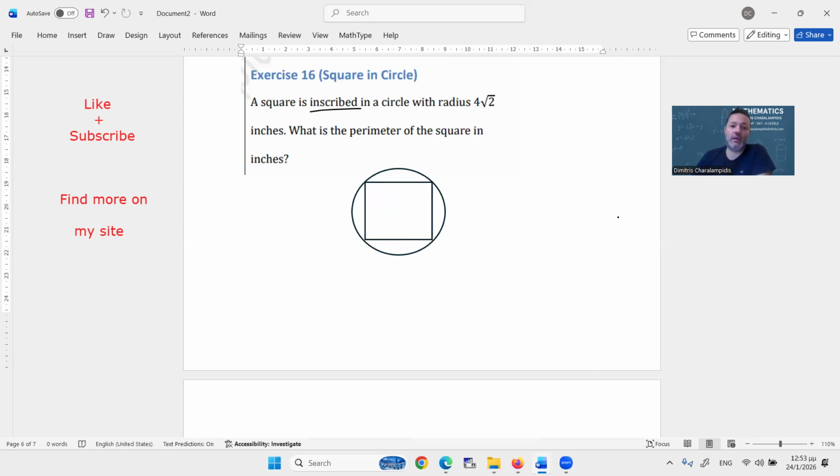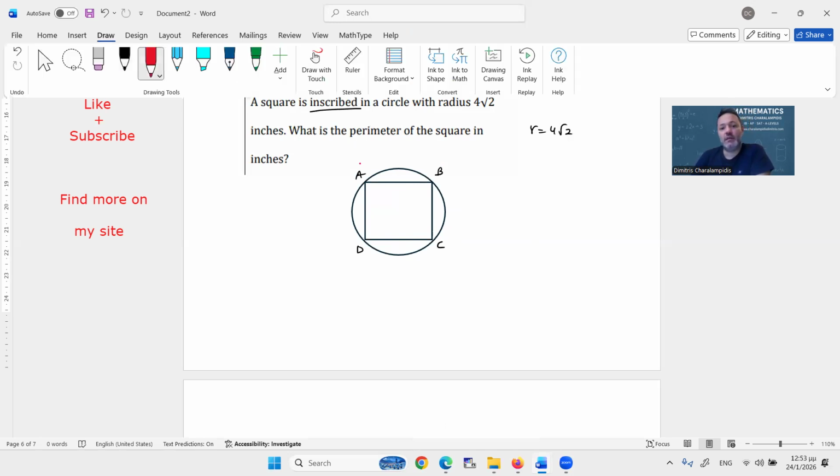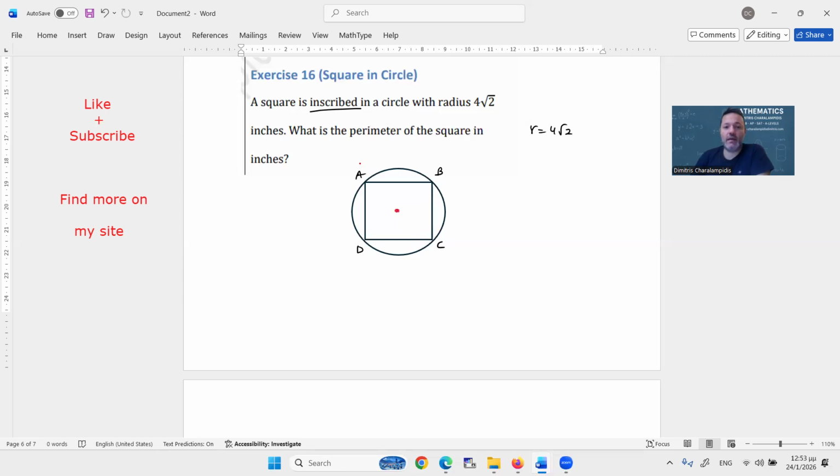Let's call it A, B, C, D for quick reference. We know that the circle will have a radius equal to 4 root of 2. What we also know is that the diagonal of the square is actually a diameter. So this means that diagonal is a diameter.